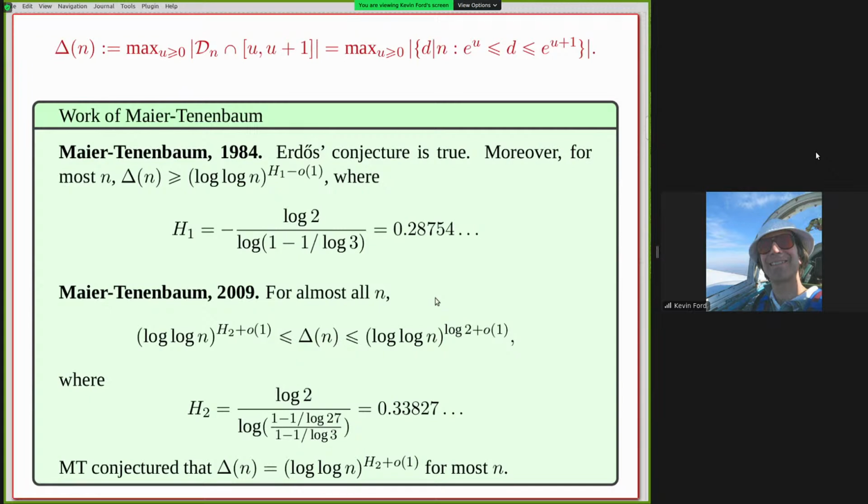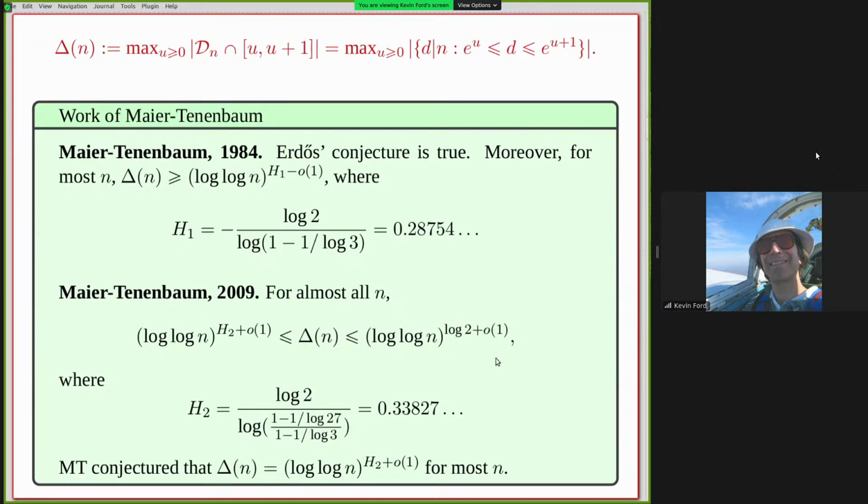this was refined by the same authors in 2009. A little bit better lower bound and also a corresponding upper bound, which is a power of log. The exponent here is log 2, which is about 0.7. So there's still a gap between the upper and lower bounds. Moreover, for various reasons related to the procedure that they developed, Maier and Tenenbaum conjectured that the lower bound was, in fact, the truth.